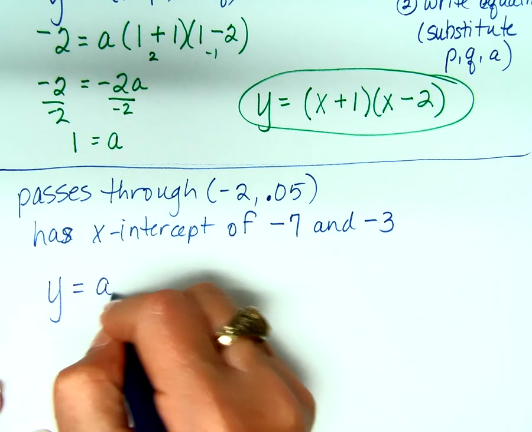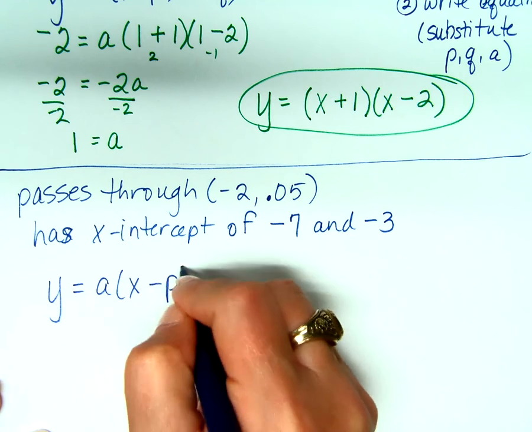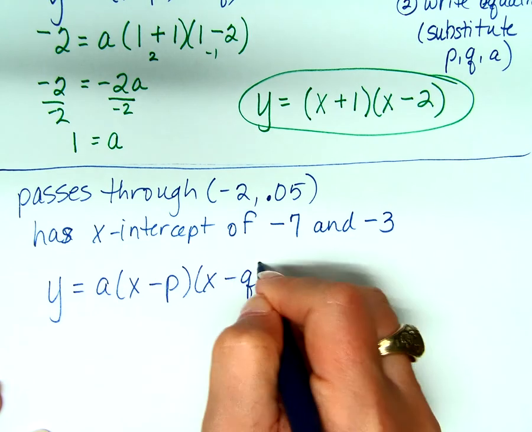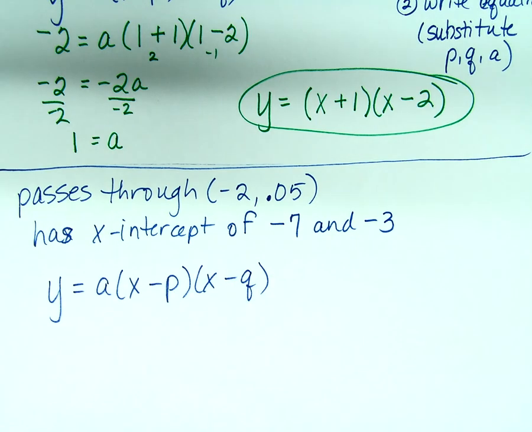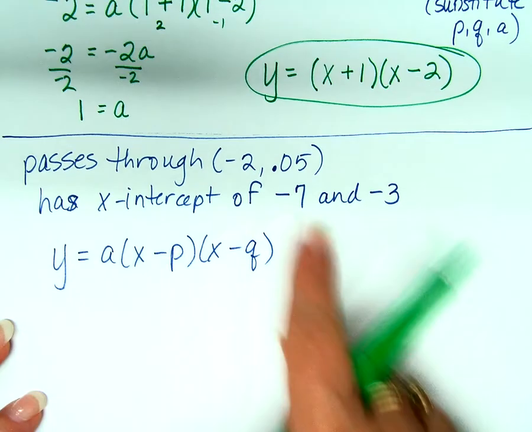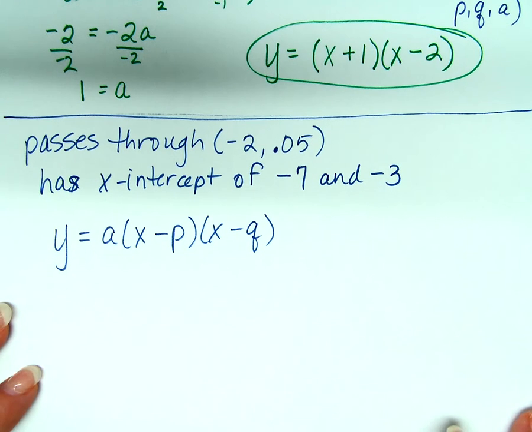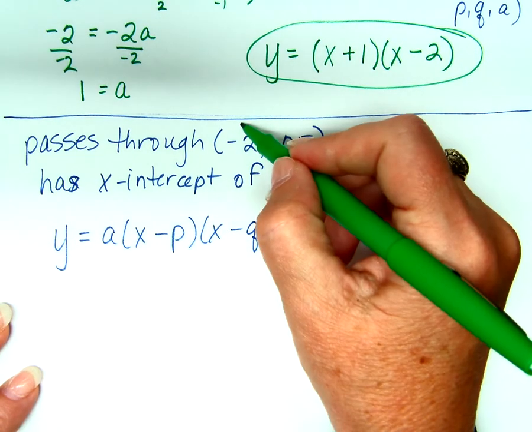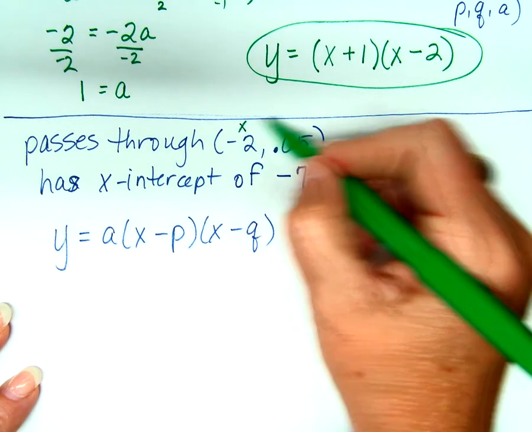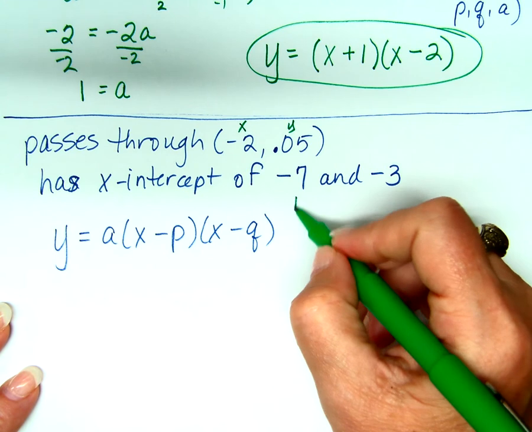Y equals a times x minus p times x minus q. Oh, I didn't even ask you what form we should use. Sorry, I just wrote it down. You were already writing it down? Okay, that's good. So what do I know? Do I know everything I need? What's this? XY. And what's this?